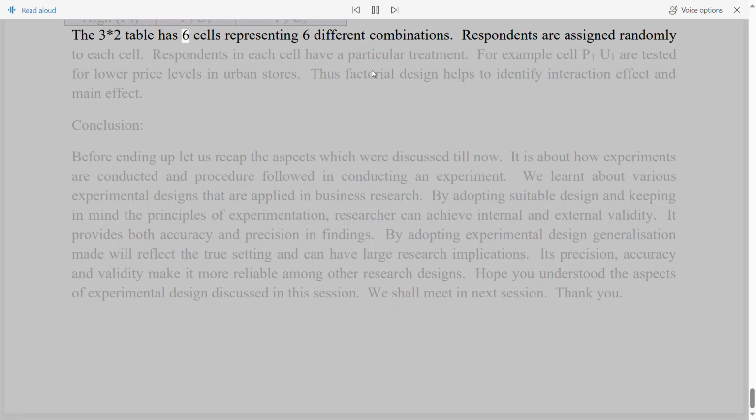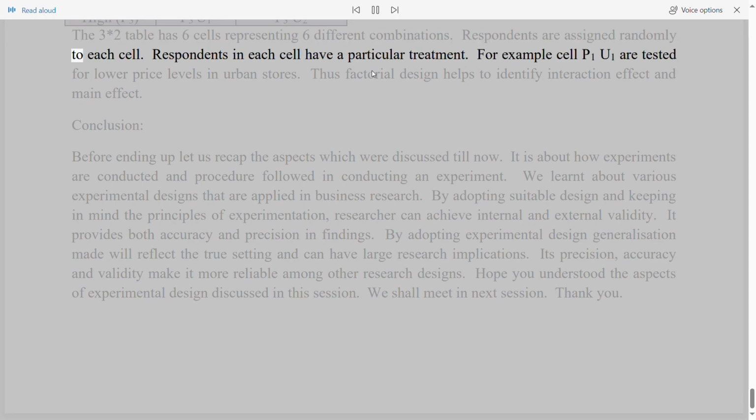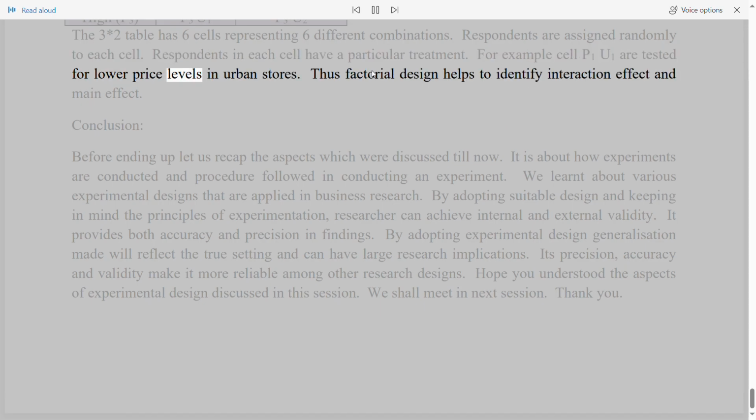table has 6 cells representing 6 different combinations. Respondents are assigned randomly to each cell. Respondents in each cell have a particular treatment. For example, cell P1U1 are tested for lower price levels in urban stores. Thus, factorial design helps to identify interaction effect and main effect.